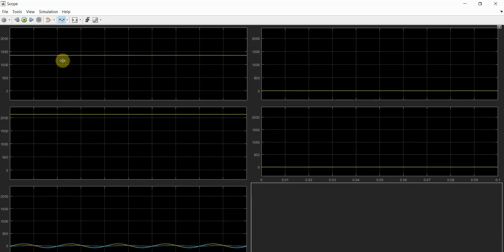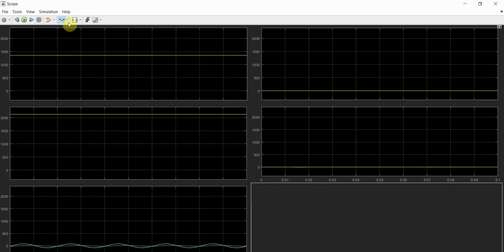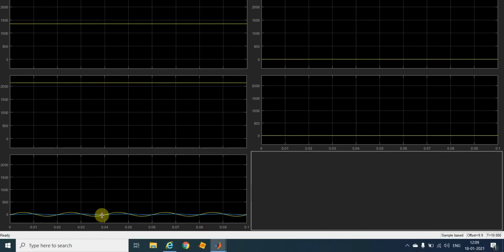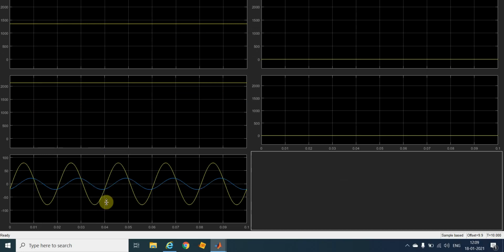Okay, so look, I will run again. This is the power, active power and reactive power, and this is the voltage and current. See, voltage and current are not in phase. This is how it is. So definitely there is an angle between voltage and current. That means it has some power factor or power factor angle.